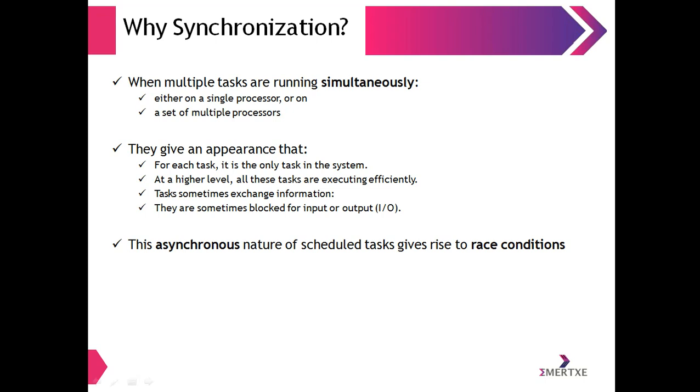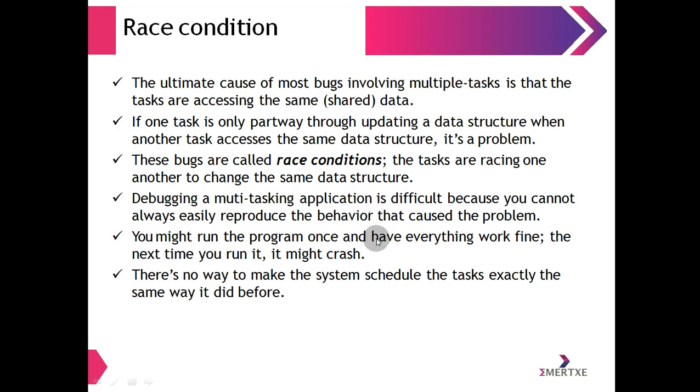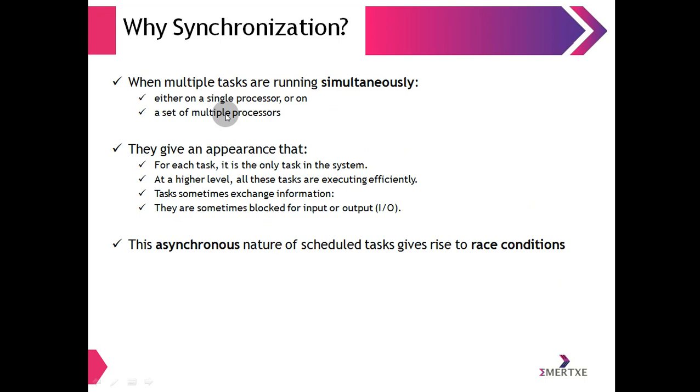That has been described here: they give an appearance that for each task it is the only task in the system. At a higher level, all those tasks are executing efficiently. Tasks sometimes exchange information and are sometimes blocked for input output. When all those tasks are working simultaneously, there is a possibility that they could get blocked for input output. This asynchronous nature of scheduled tasks gives rise to a race condition, so we are going to discuss what the race condition is.